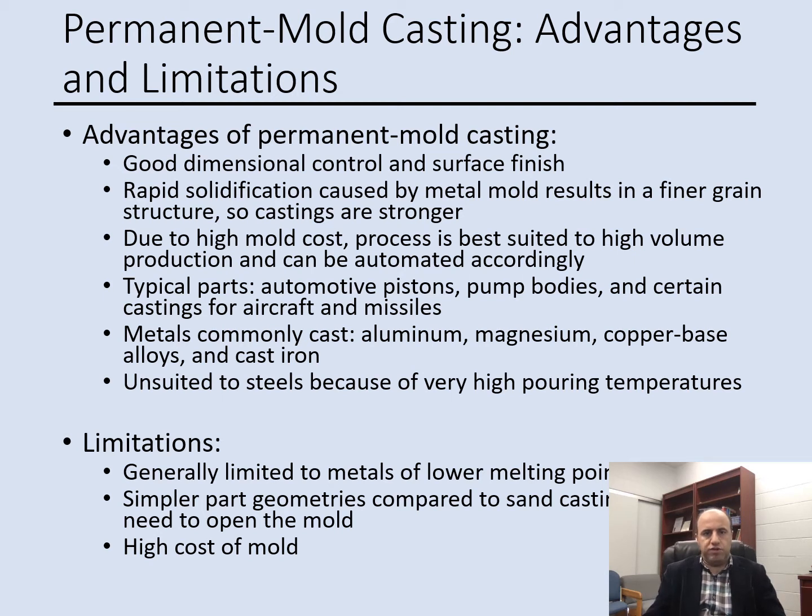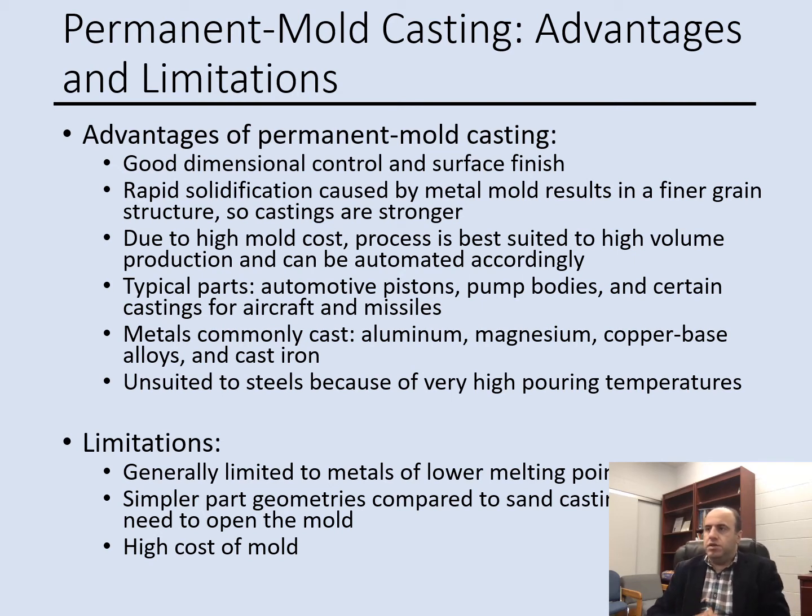The next point is that due to high mold cost, the process is best for high volume production and can be automated accordingly. Here we have some of the parts that are designed and produced by this process: pump bodies, certain castings for aircraft and missiles. We can cast aluminum, magnesium, copper-based alloy, and cast iron.